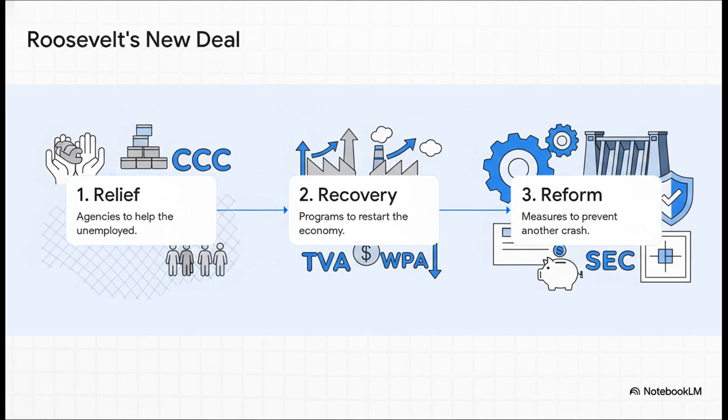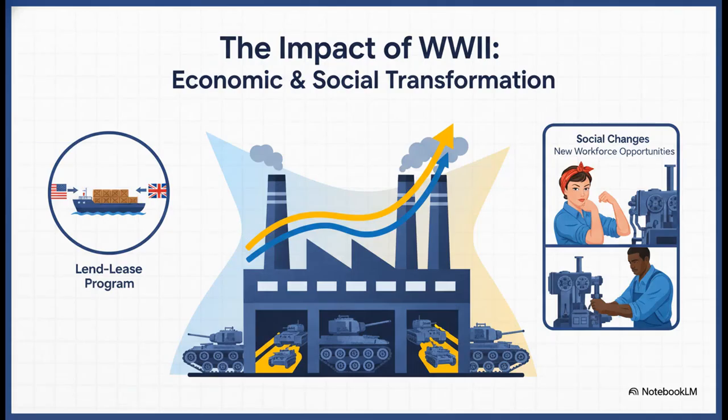First, immediate relief for people who are starving. Second, long-term recovery for the economy. And third, permanent reform to make sure a crash like this could never, ever happen again. Now, this slide here makes a really crucial point, one you should definitely remember for your exam essays. The New Deal, it helped, for sure, but it wasn't the final solution.